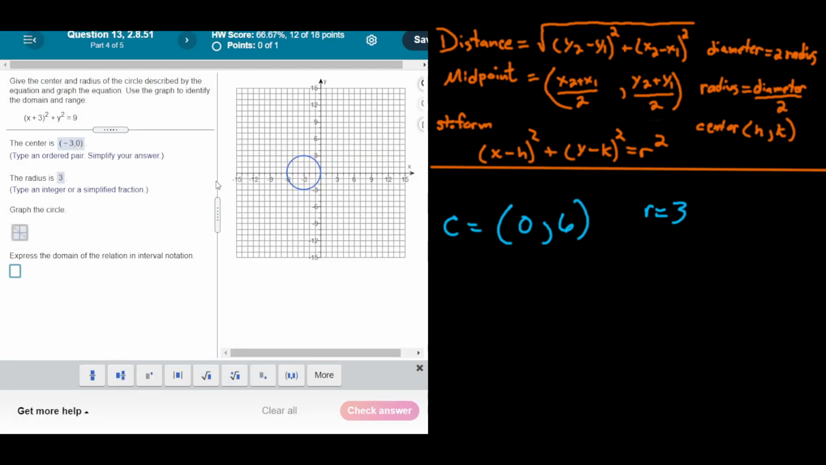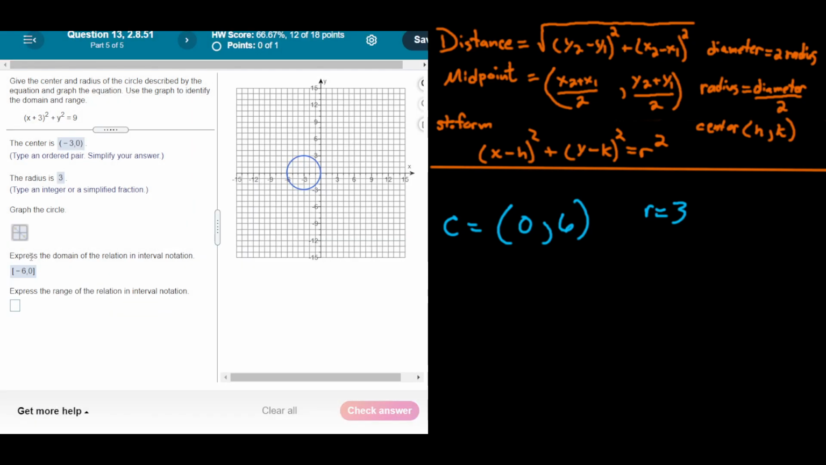Express the domain. All right, so let's look very carefully. Domain is from left to right. Looks like the farthest reach is negative 6, and it's going to go to 0. So negative 6 to 0. Range is from down to top. So what is this? This is negative 3 for your y, positive 3 for your y.